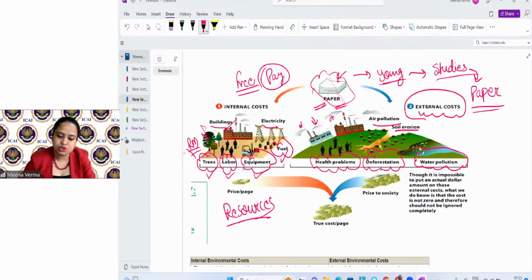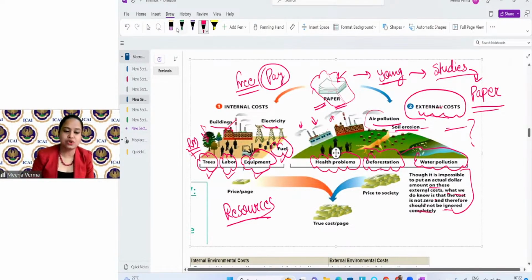Though it is impossible to put an actual dollar amount on these external costs, what we do know is the cost is not zero and therefore should not be ignored completely. You can imagine that every organization, if they are producing papers, they are using environment and they are harming the environment in this way. It is not easy to make an account of all these costs. These are all external costs. But we should consider it. They are not zero actually.